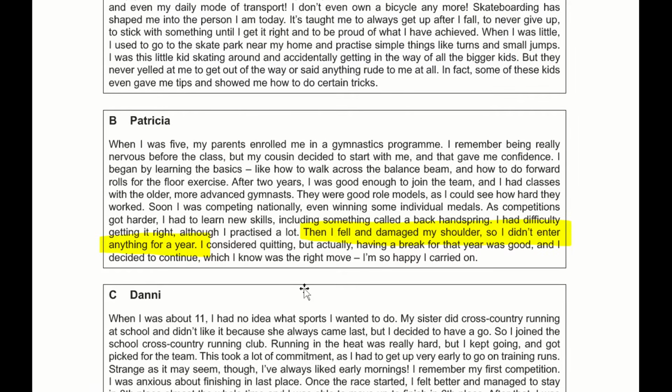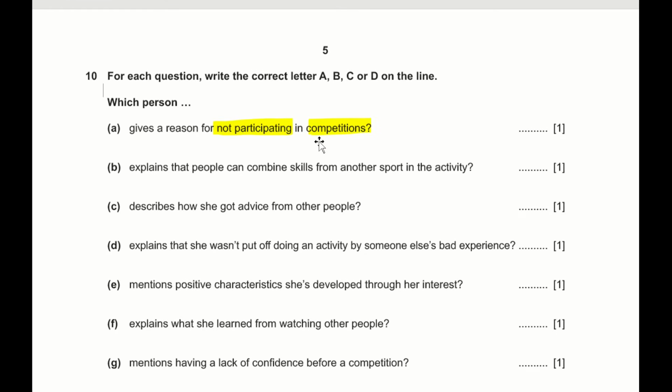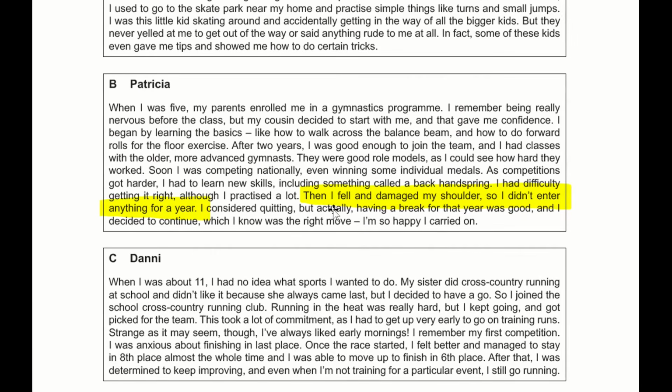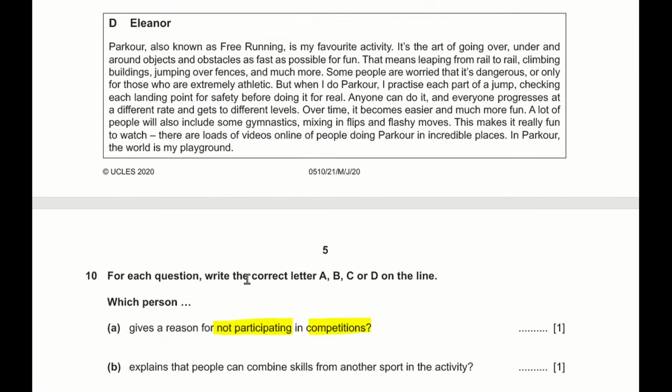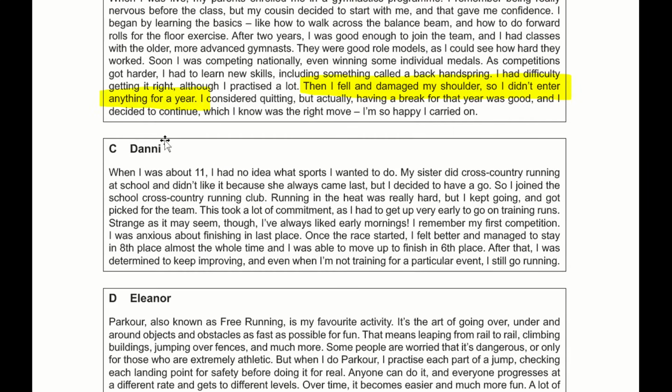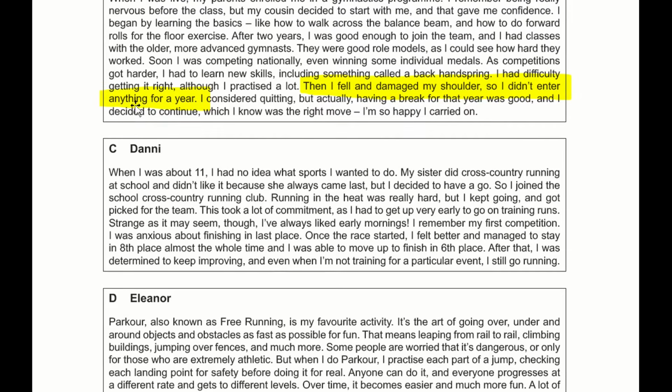Okay, so I found the answer here. The key words in the question, rather, were reasons for not participating in the competition. And we have here that Patricia fell and damaged her shoulder, so she didn't enter anything. Okay, she didn't enter anything. And you can see again, as we mentioned earlier on, that the synonyms are used, or words of a similar meaning. So participating wasn't used in the text. What was used in the text was didn't enter, and the competition actually wasn't mentioned at all. It mentioned anything. But if we read back, then we know that that was actually referring to competitions, and it was actually used here at the top.